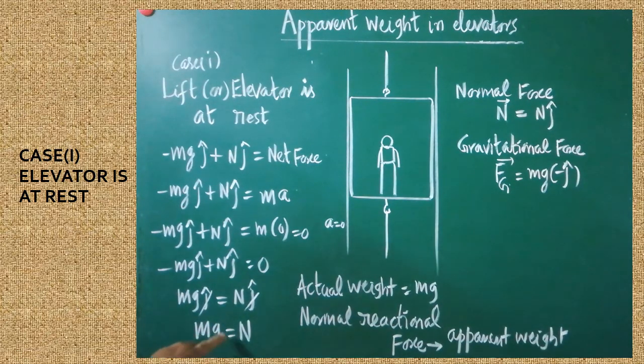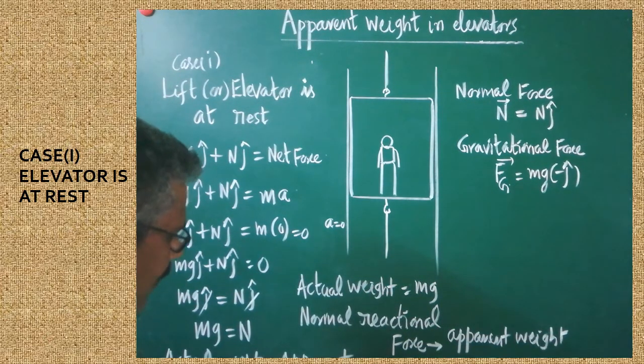Mg is equal to N means, what is the conclusion? Here the actual weight is equal to the apparent weight. Are you clear? Actual weight is equal to which one? Apparent weight. Are you clear? So both are equal. Apparent weight will be equal to actual weight in this case.